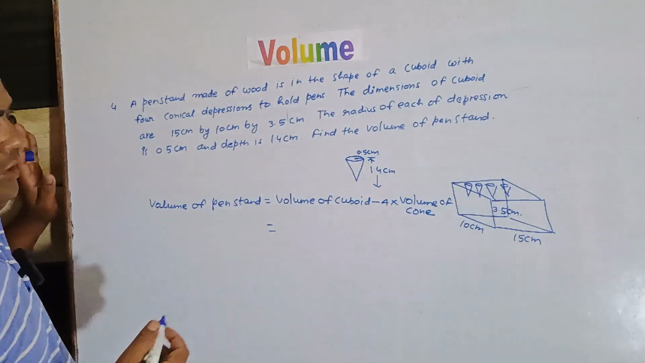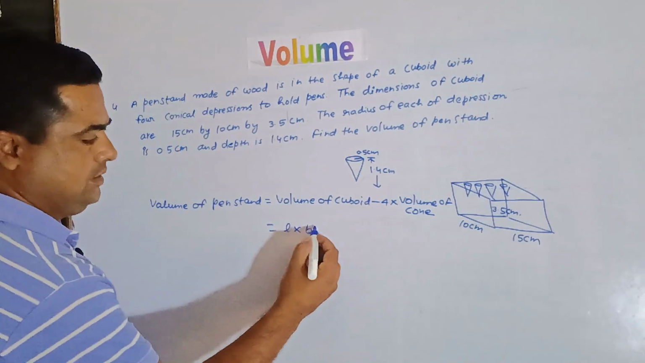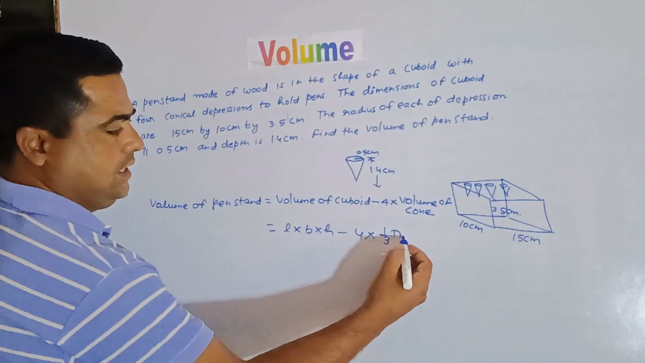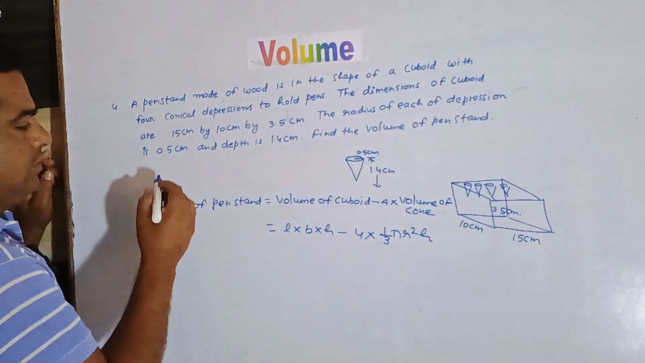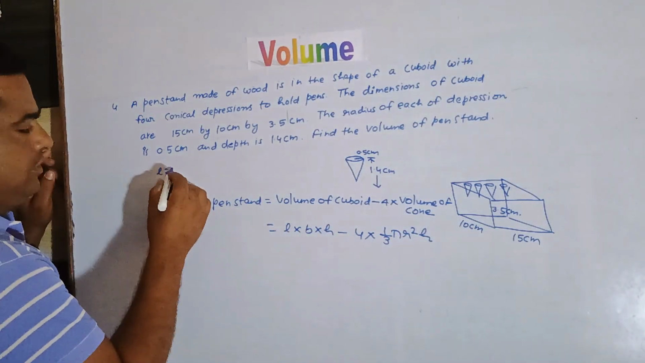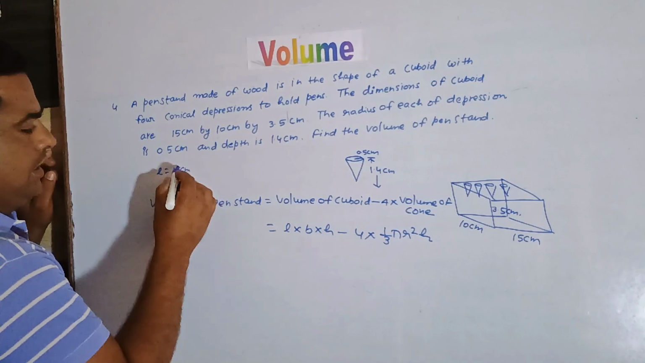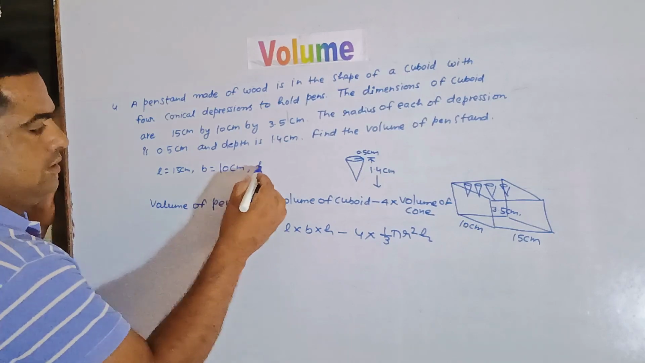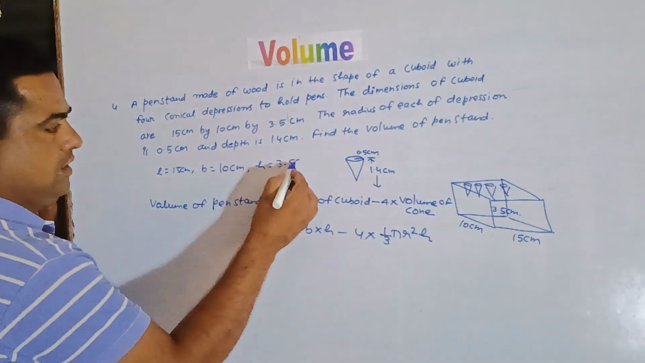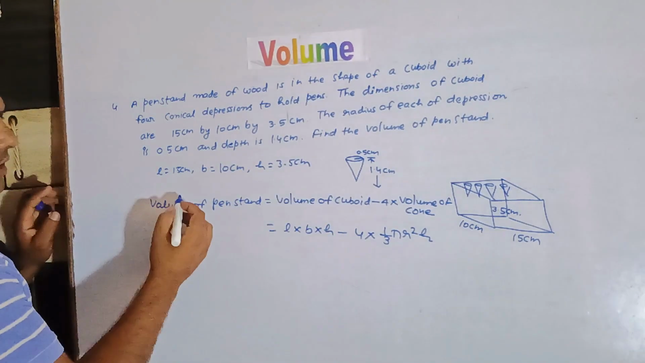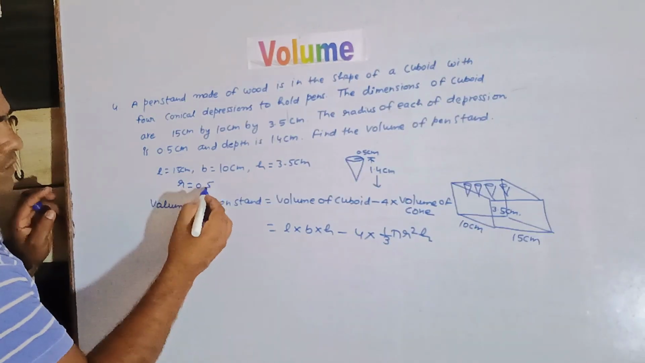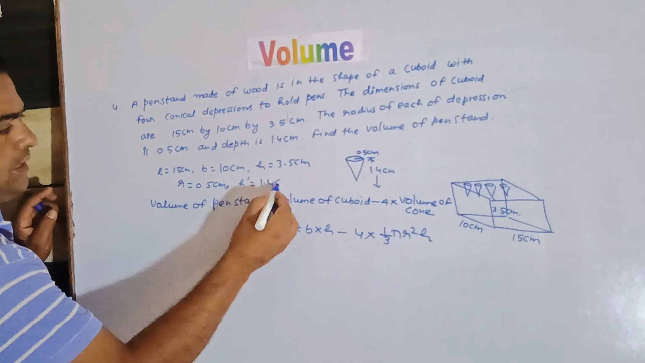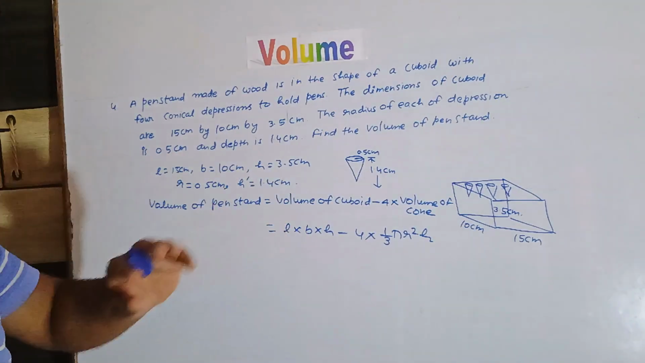The volume of the cuboid, we know very well, is length into breadth into height, minus 4 times the volume of the cone, which is 1 by 3 pi r square h. Students, we know the length is 15 centimeter, the breadth is 10 centimeter, and the height is 3.5 centimeter. For the cone, the radius r is 0.5 centimeter and the height h is 1.5 centimeter. Correct? Now we are putting in all the values.